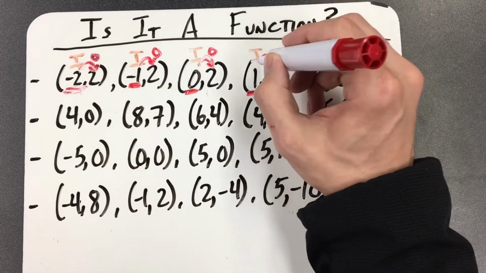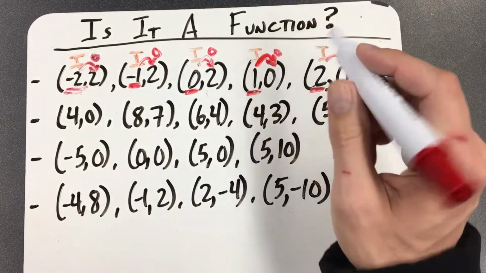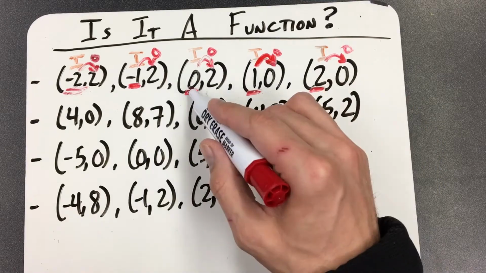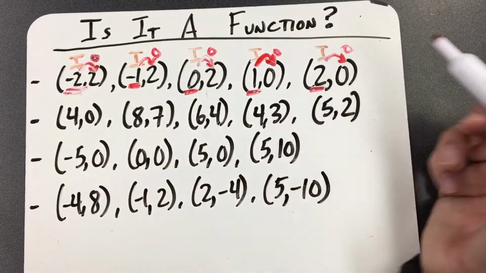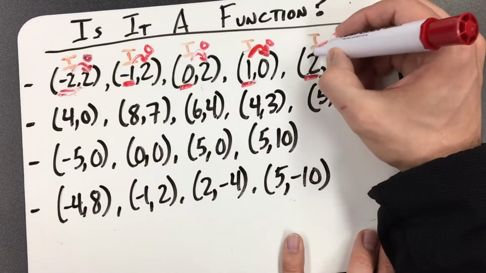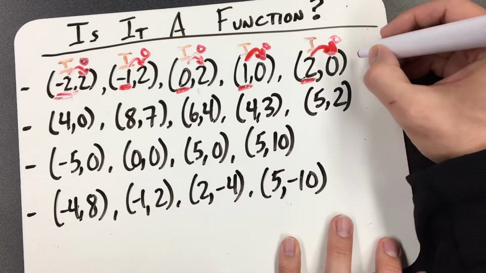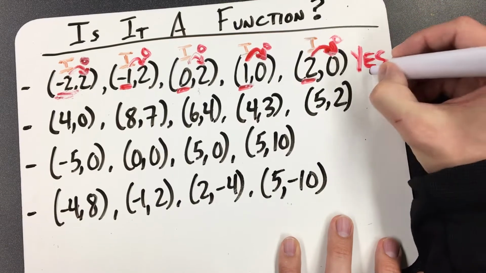You'll really start to notice that when you have the inputs repeating, you have a problem. Here, the number 1 pairs up with 0. I don't have any other instances of 1 pairing up with a different number. And here, 2 pairs up with 0. They're pairing up with the same number, but that's okay. Is this a function? Yes, this is a function.